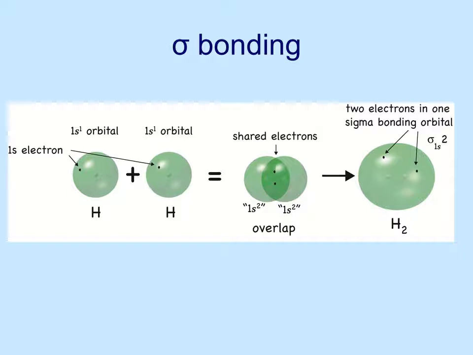The simplest molecule, H2, hydrogen gas, is formed by the combination of 2 hydrogen atoms. Each one of these has a 1s electron, a 1s1 orbital, and they overlap. The electrons are shared, so the result is a larger electron cloud around the 2 nuclei, and this is a sigma bonding orbital forming H2. So the 2 electrons are somewhere in that green cloud, shared between the 2 nuclei.